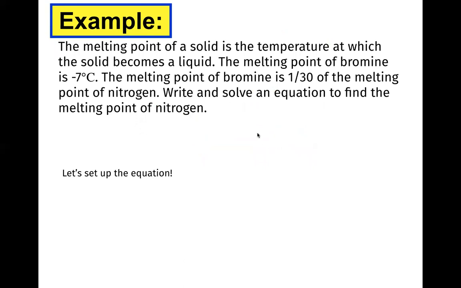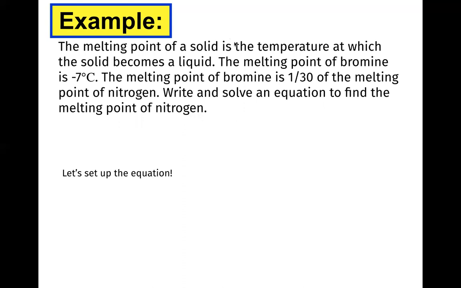Okay, let's go ahead and look at a real-life application problem. We're given that the melting point of a solid is the temperature at which the solid becomes a liquid. The melting point of bromine is -7 degrees Celsius. The melting point of bromine is 1/30 of the melting point of nitrogen. Write and solve an equation to find the melting point of nitrogen.